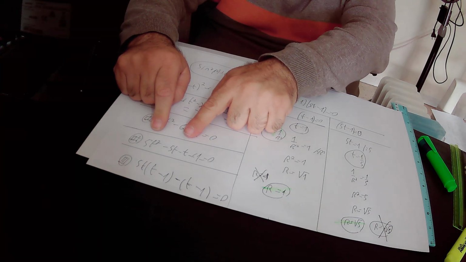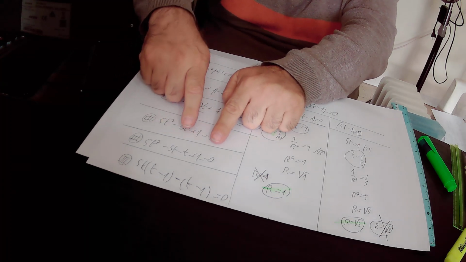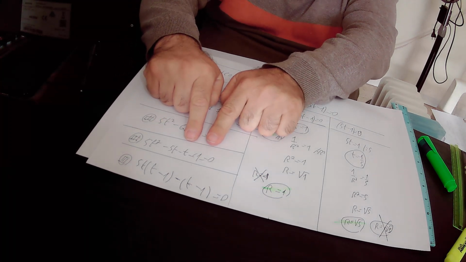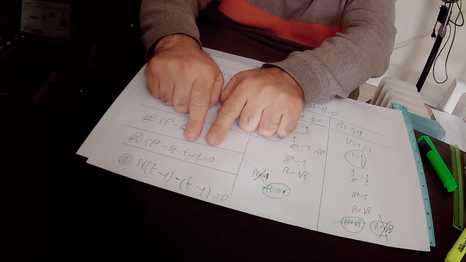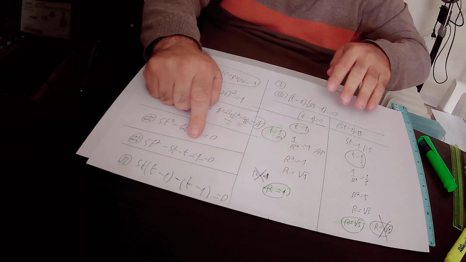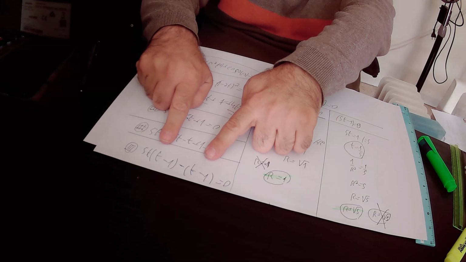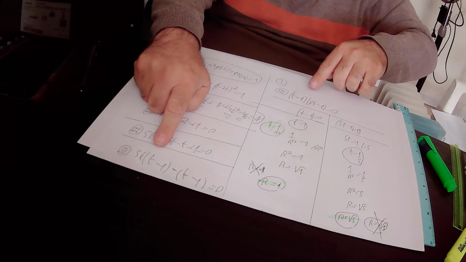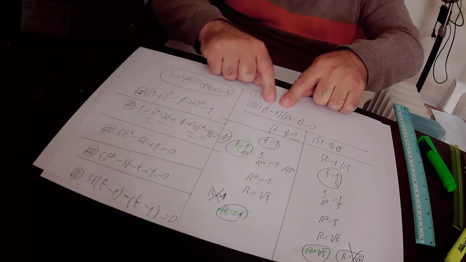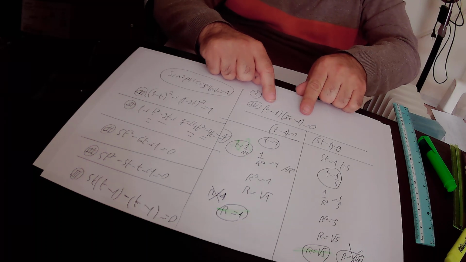So inside the bracket we have t minus 1. Then we took out minus 1 as a common factor from those two expressions. So inside the brackets we have t minus 1. This is equal to 0. Then we took out t minus 1 as a common factor from those two expressions. So inside the brackets we have 5t minus 1.